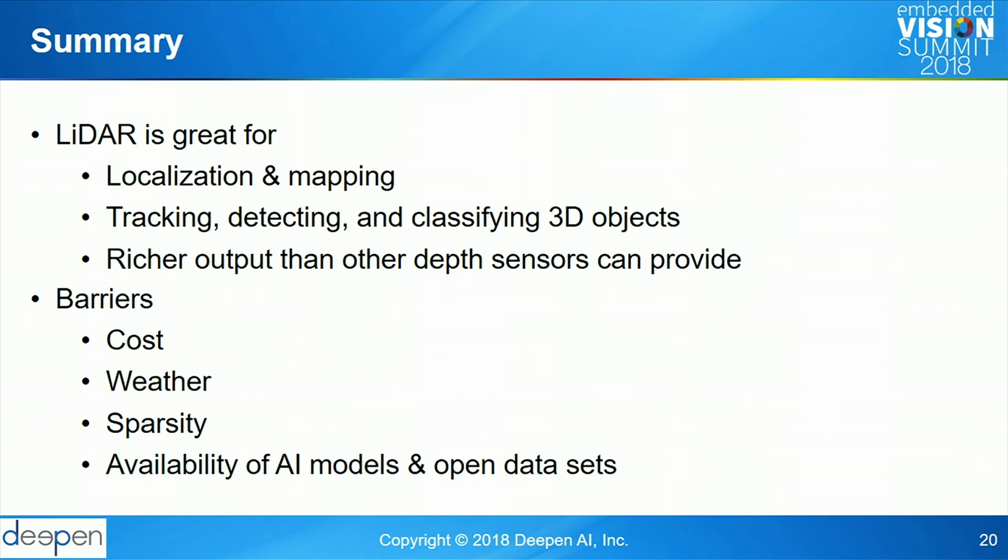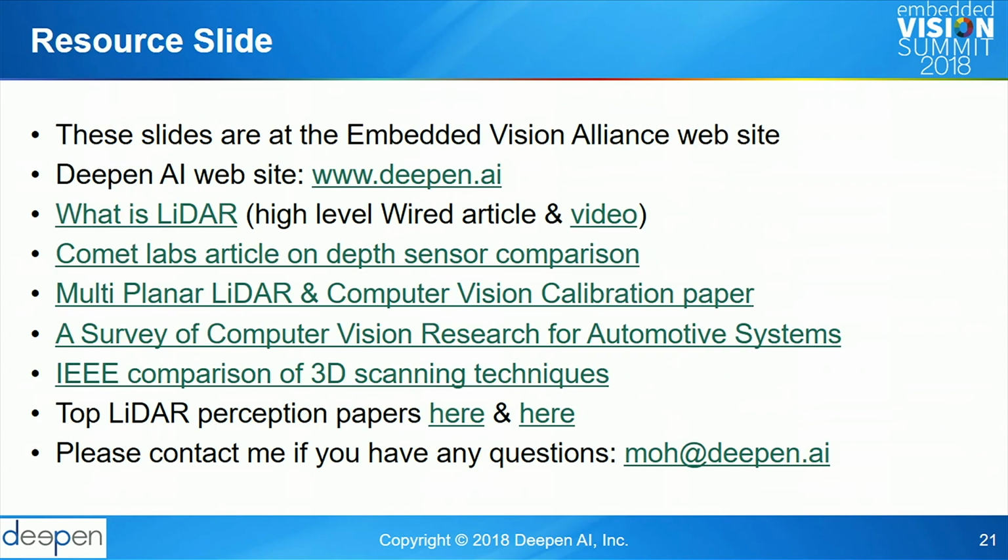Barriers: mostly cost, weather, sparsity. And even though there are some good papers and the community is sharing more and more of what they can do with point cloud, it's not as much as what you have in camera, obviously. So we think there's a ton of extra work that can be done around that. And some resources, love to take your questions.